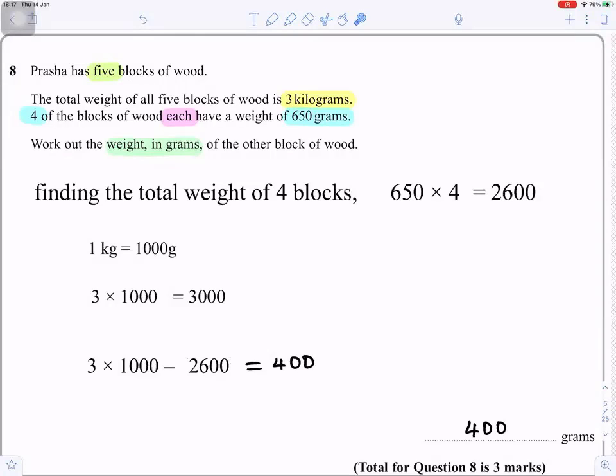Question number 8. Prasha has 5 blocks of wood. The total weight of all 5 blocks of wood is 3 kilograms. 4 of the blocks of wood each have a weight of 650 grams. Work out the weight in grams of the other block of wood. So you find the total weight of 4 blocks. 650 times 4 gives you 2,600. 1 kilogram is 1,000 grams. So 3 times 1,000 gives you 3,000. So we want 3,000 minus 2,600, which gives you 400 grams.